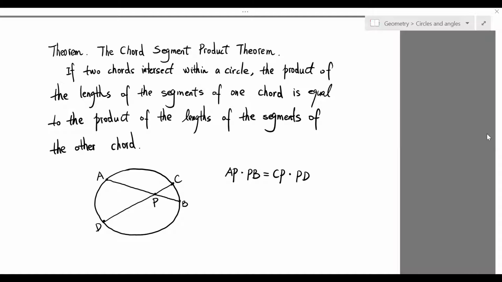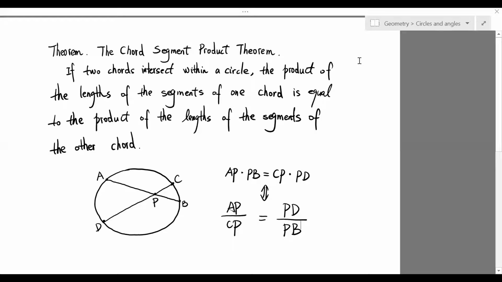For instance, in the figure down there, we have the chord AB intersecting the chord CD at the point P. And we want to show that AP times PB is equal to CP times PD. Or equivalently, we should have AP over CP is equal to PD over PB.